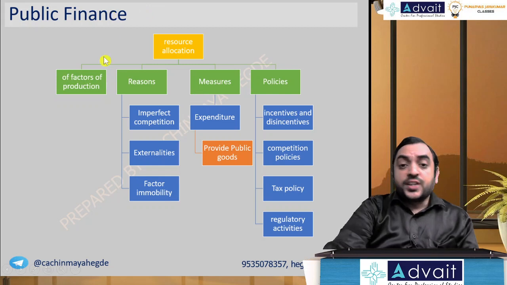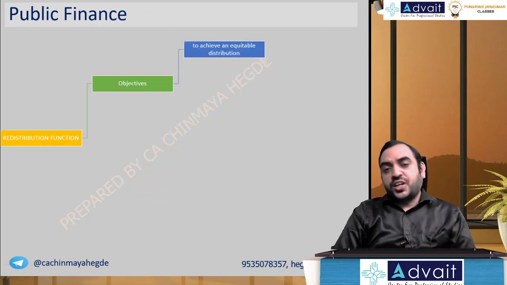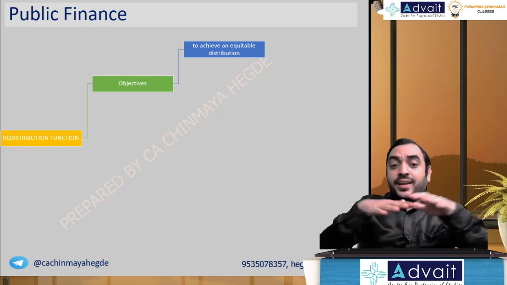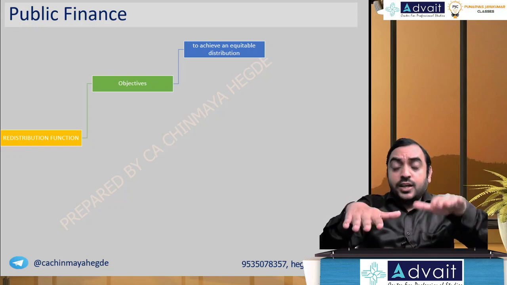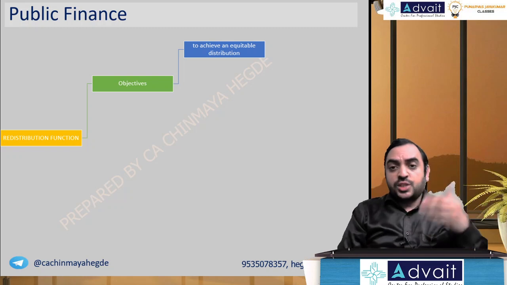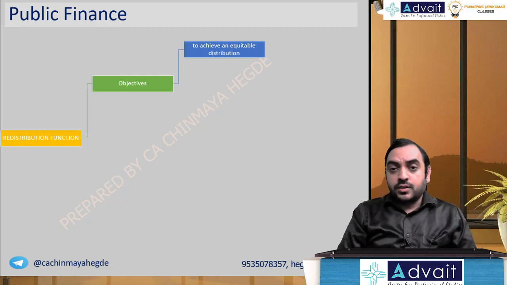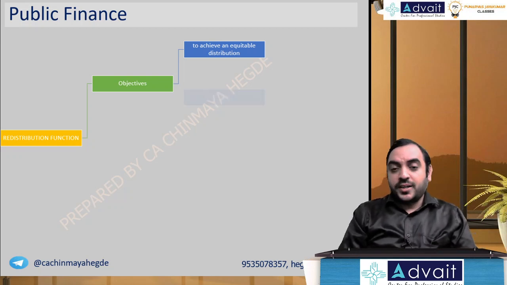Okay, so resource function is done. Let me talk about redistribution function. Redistribution means they want to maintain equality. Objective: to achieve equitable distribution, to maintain or to remove the disparity. We normally say rich become richer, poor becomes poorer. How that should not happen is the objective of the government.